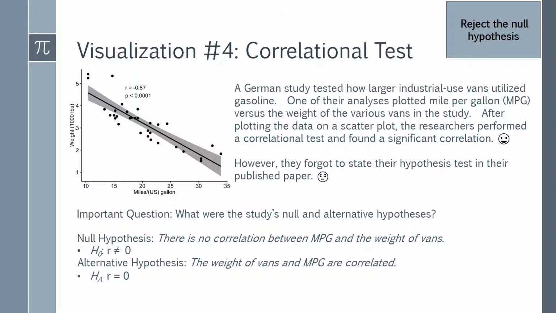One of their analyses plotted miles per gallon versus the weight of the various vans in the study. After plotting the data on a scatter plot, the researchers performed a correlation test and found a significant correlation. However, they forgot to state their hypothesis test in their published paper. To help with the testing process, we do need to understand the information we have on hand.